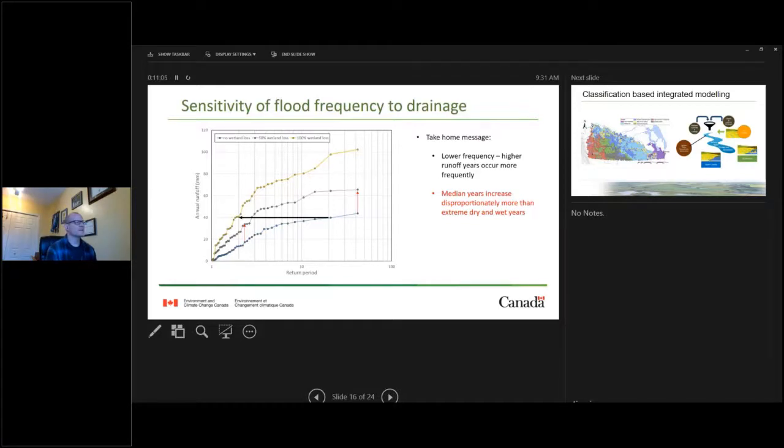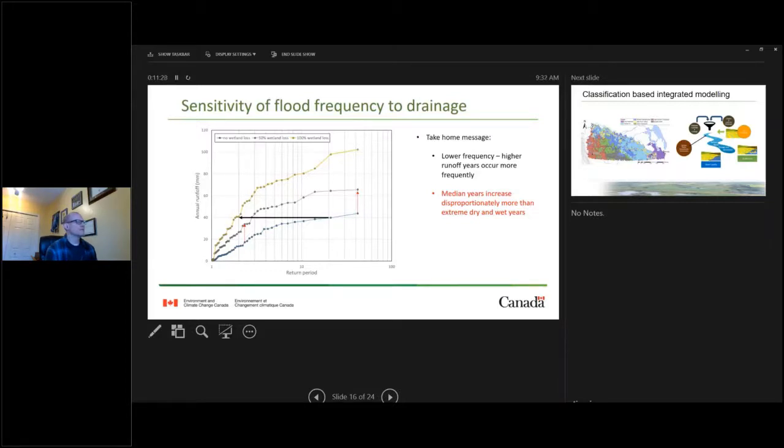So a 1 in 10 year flood would happen 10% of the time, a 1 in 20 year flood 5% of the time, that kind of thing. So as you move to the right hand side of the graph, those are your lower frequency, higher runoff years. So they don't happen as often, but when they do, they're higher flows.